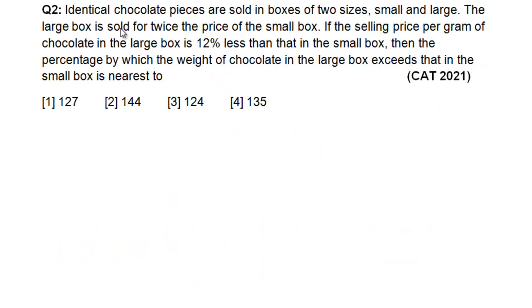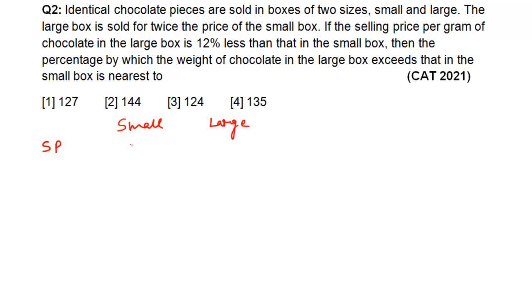Let's take the next question. Identical chocolate pieces are sold in boxes of two sizes, small and large. The large box is sold for twice the price of the small box. If the selling price per gram of chocolate in the large box is 12% less than that in the small box, then the percentage by which the weight of chocolate in the large box exceeds that in the small box is nearest to. So in this question there are two boxes, small and large.